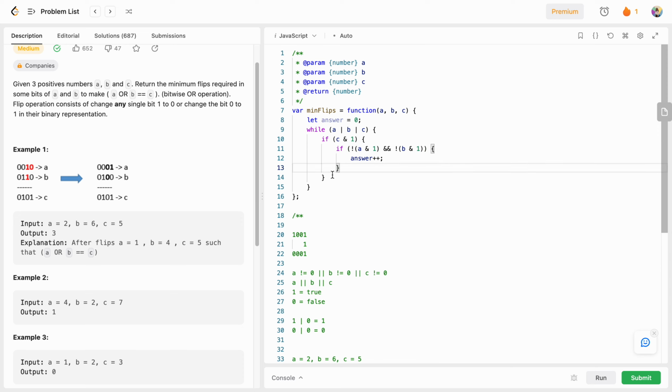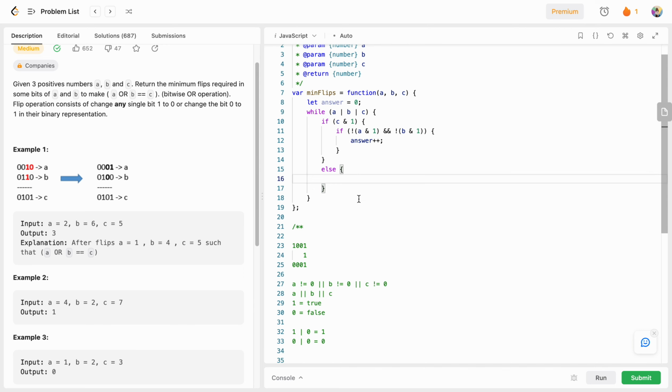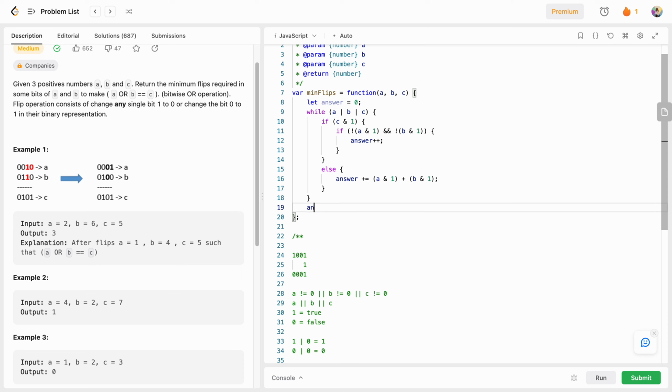Okay, so now this is for C equals to 1. Else if C is equal to 0, then we have to check for both, right? So that would be answer plus equals to A and 1. So if A ampersand 1 is equal to 0, then we don't have to add anything. Else if it is equal to 1, this would result in 1, and we add a value 1. And same with B ampersand 1, and we add the value B here. Okay, so this is how we are doing our calculation. Finally, we return our answer.